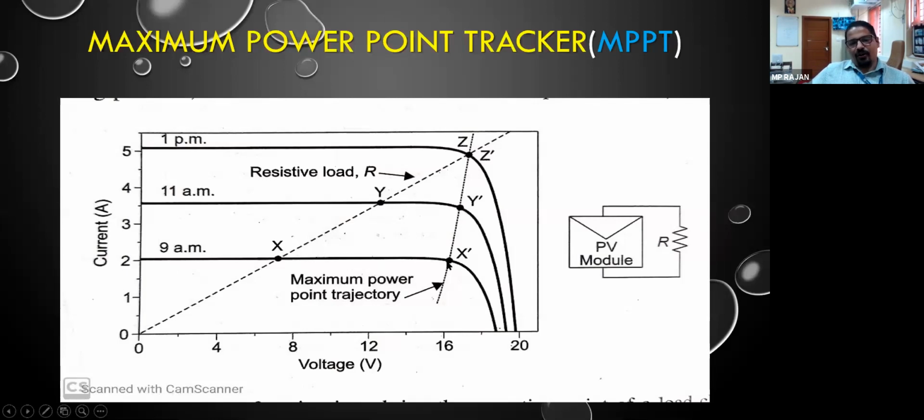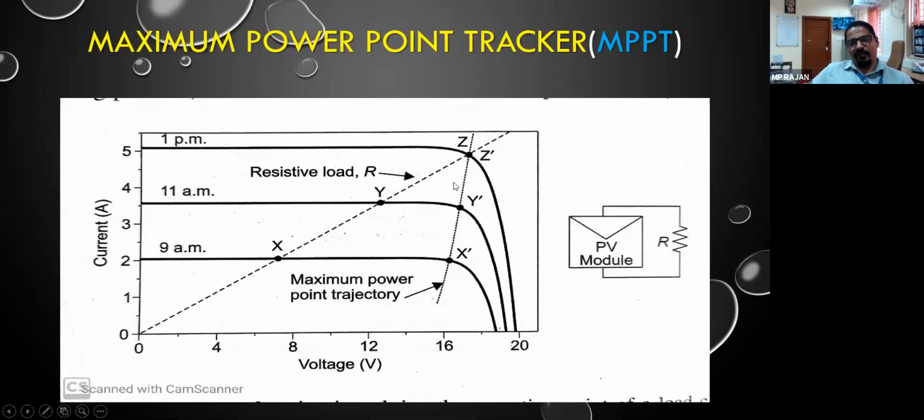Same way, for the fixed resistive load, this is the operating point, whereas the maximum power point is X dash. So this is the maximum power point trajectory. So your MPPT is electronically searching for the maximum power point, depending upon the radiation. So it is advantageous, that is giving you the maximum power utilization. Solar panel itna maximum power utilize karta hai.